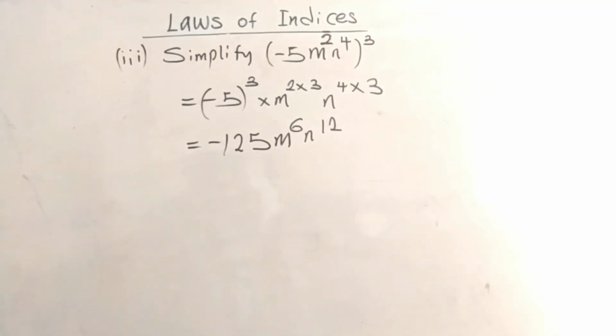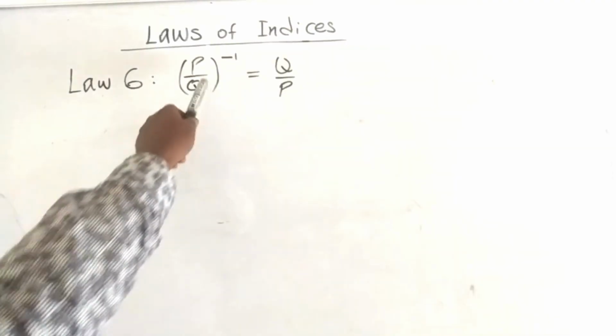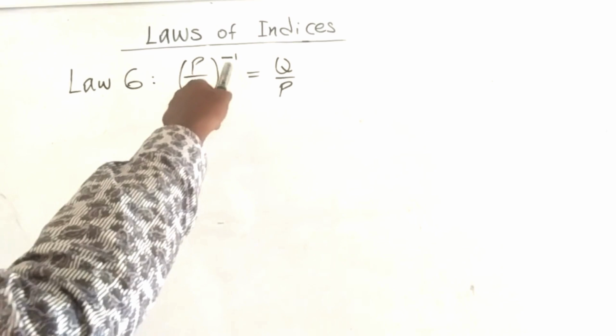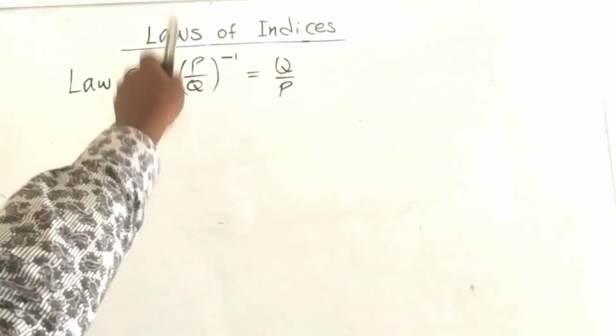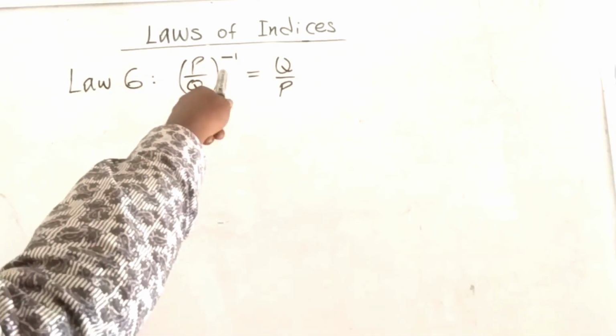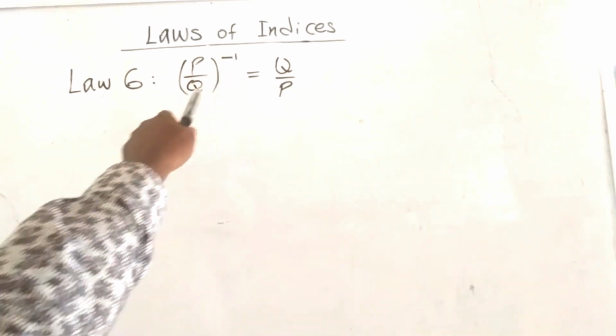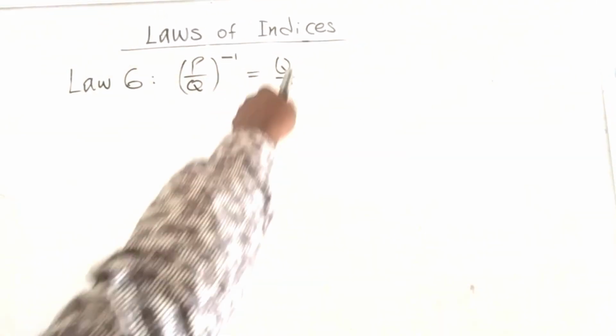Let's now move on to the next law. Law 6: given P over Q all raised to the power minus 1, how do we simplify this? Simply roll the fraction. Turn the fraction upside down, and the power will change from negative to positive. That is, by rolling it, it changes to Q over P.